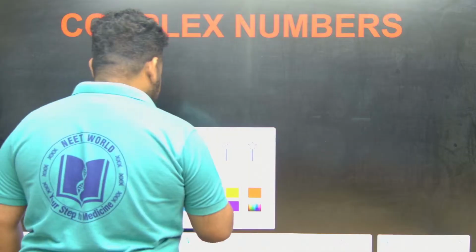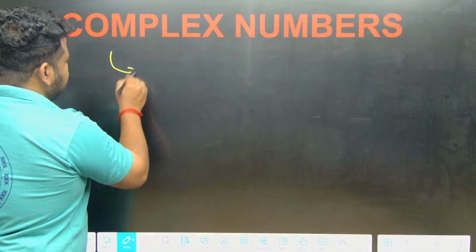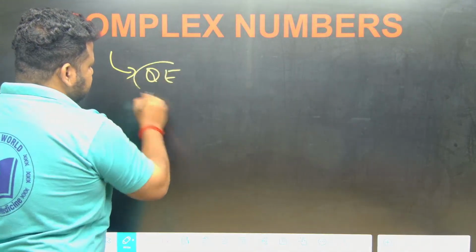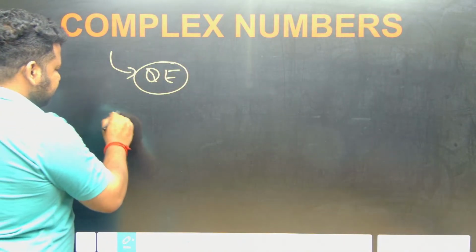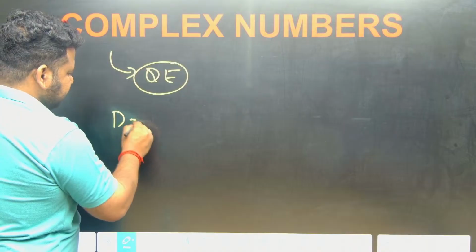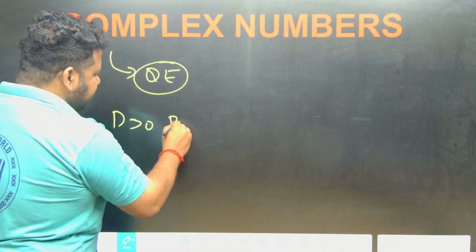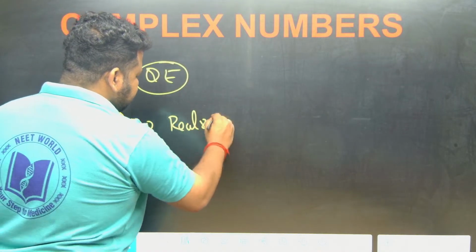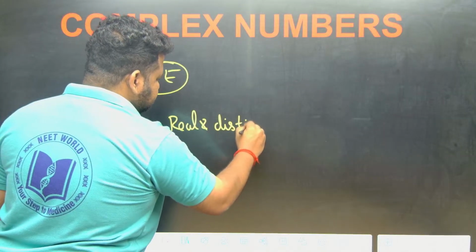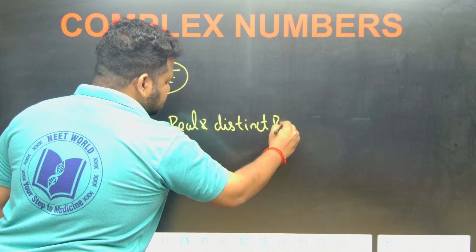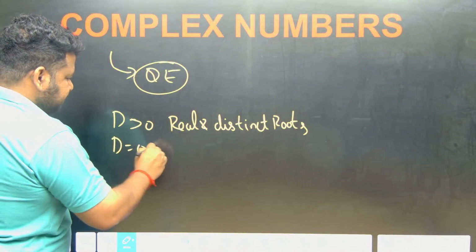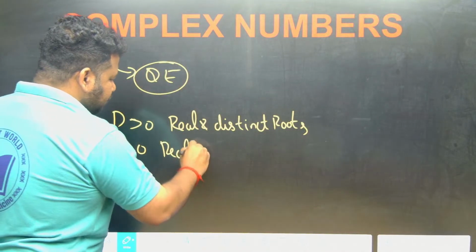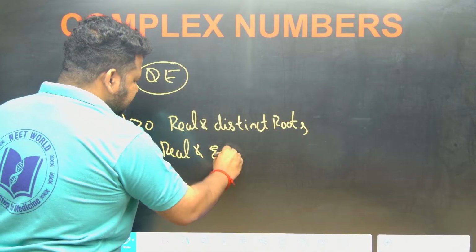Like I told you, complex numbers come from the topic of quadratic equations. Where the discriminant is greater than 0, we say it has real and distinct roots. And if the discriminant is equal to 0, we say real and equal roots.